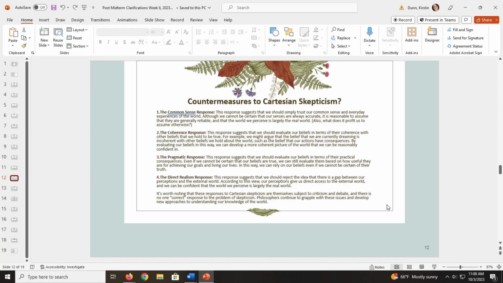Number four, the direct realism response. This response suggests that we should reject the idea that there's a gap between our perceptions and the external world. According to this view, our perceptions give us direct access to the external world, and we can be confident that the world we perceive is largely the real world.